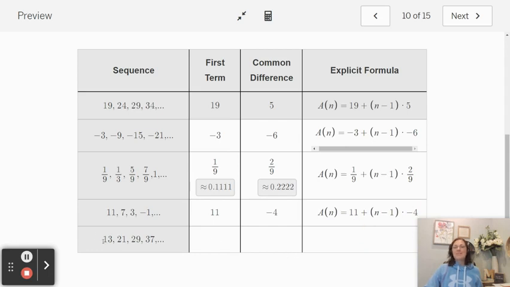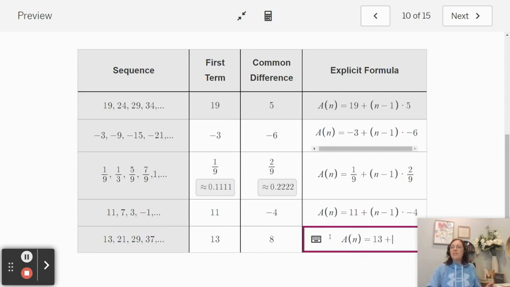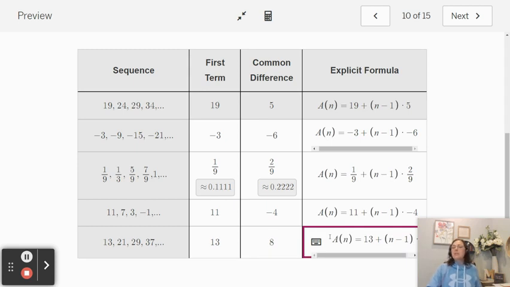All right, last one. Okay, so my first term is 13. And then I add 13 plus 8 gives me 21. 21 plus 8 gives me 29. So my common difference is 8. I can write my formula then. A of n equals first term 13 plus parentheses n minus 1 times common difference is 8.